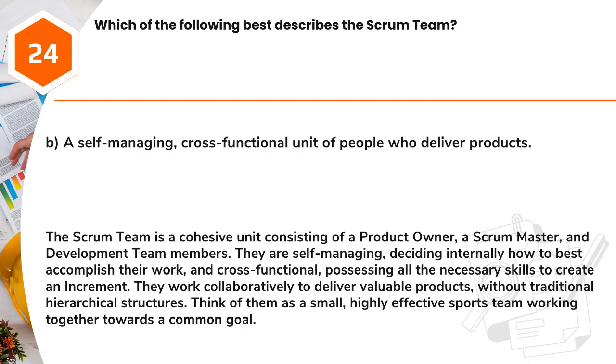Answer: B. A self-managing, cross-functional unit of people who deliver products. The Scrum team is a cohesive unit consisting of a product owner, a Scrum Master, and development team members. They are self-managing, deciding internally how to best accomplish their work, and cross-functional, possessing all the necessary skills to create an increment. They work collaboratively to deliver valuable products, without traditional hierarchical structures. Think of them as a small, highly effective sports team working together towards a common goal.